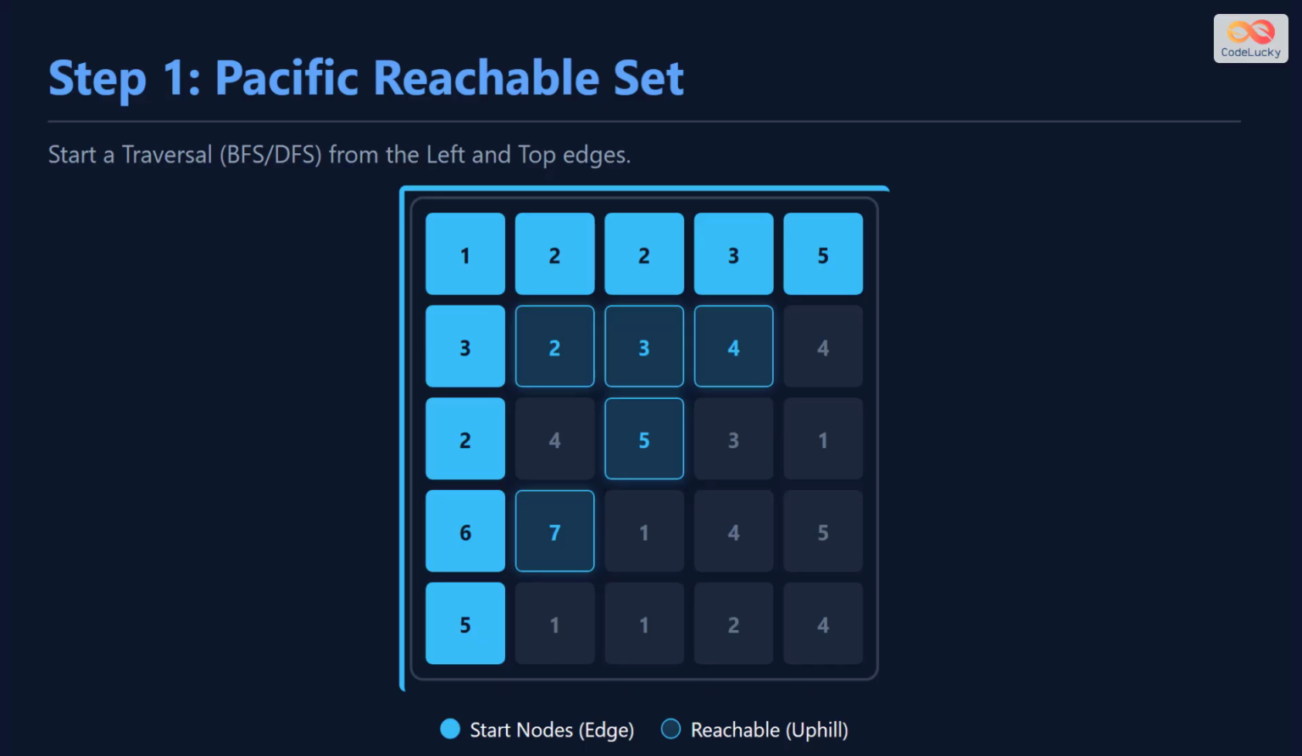So, our first step is to start a graph traversal from all cells touching the Pacific Ocean. That is the entire top row and left column. We traverse inwards, only moving to cells that are equal or higher height. We mark all these accessible cells as Pacific Reachable.